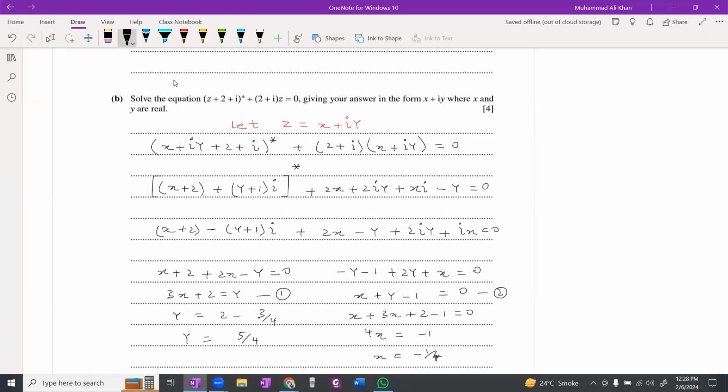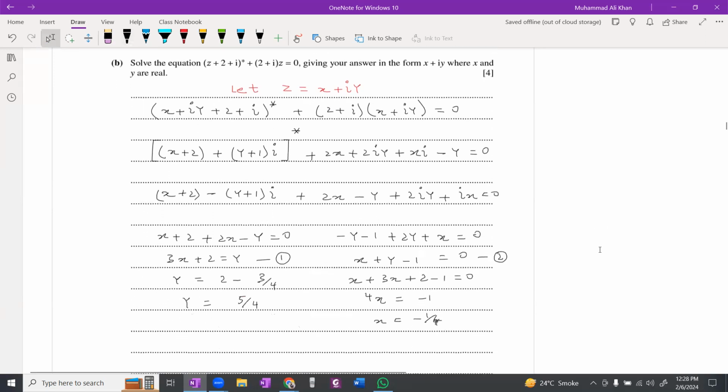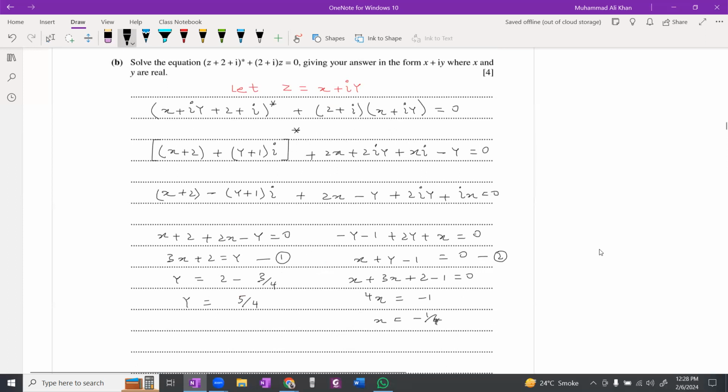Therefore, the final answer we have to write in terms of x plus iy. So what is x? x is minus 1 upon 4 plus iy. i is this and y is 5 upon 4. This is the final answer for this question. The question of 4 marks.